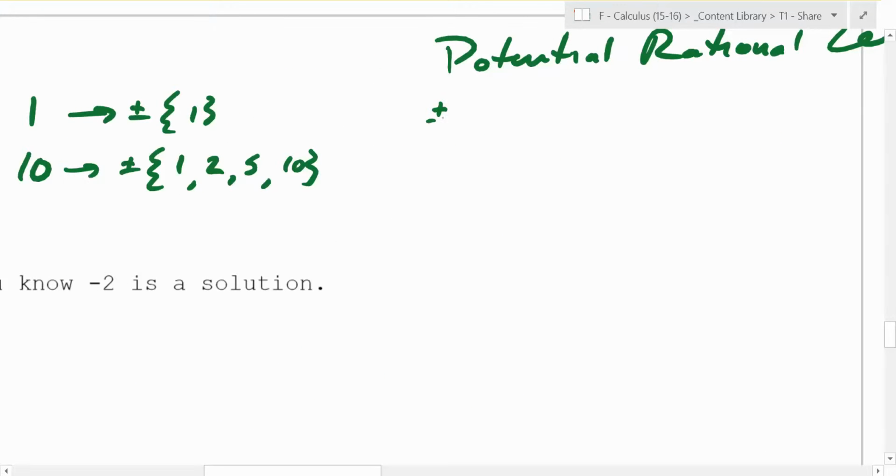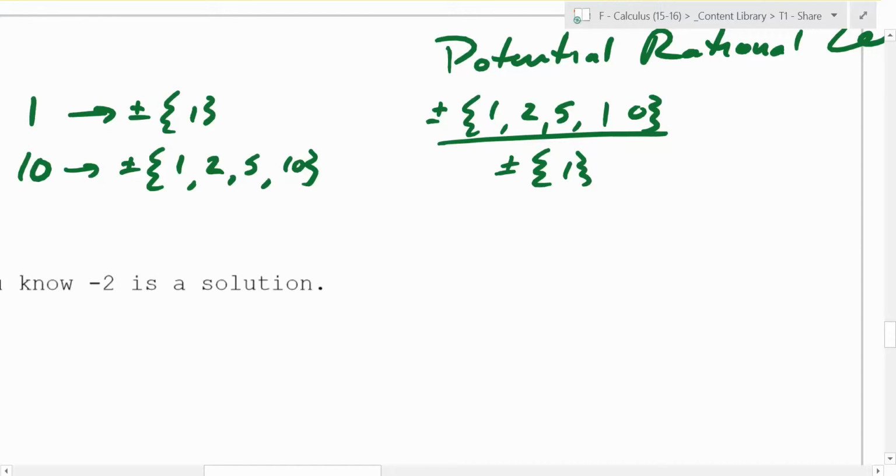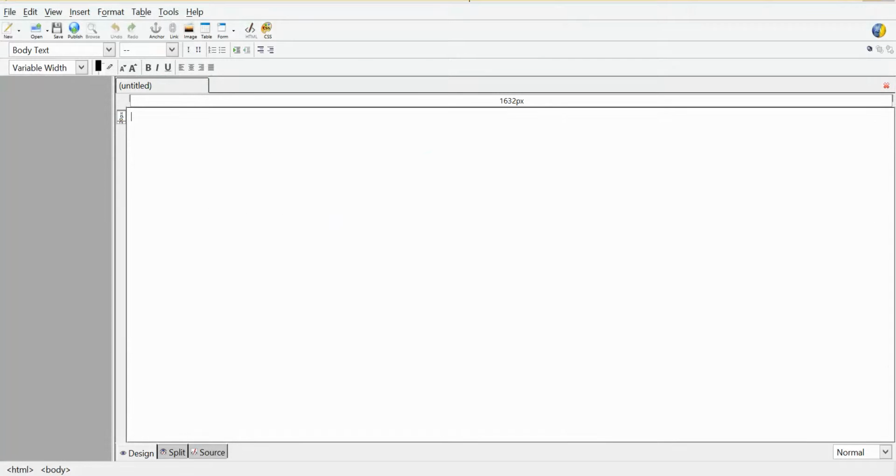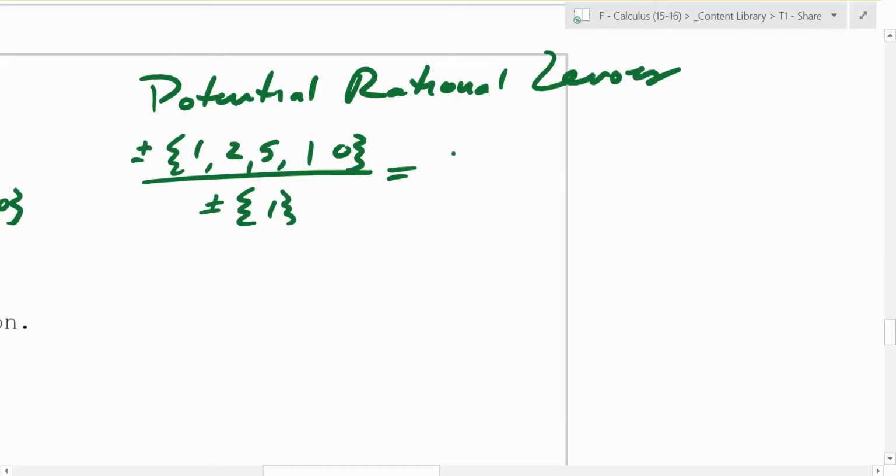All the factors of the constant over all the factors of the leading coefficient. Is this the nicest possible denominator? Why? All it does is make it positive or negative. That's it. It doesn't add anything in. So what is the list of potential rational zeros? Plus or minus 1, 2, 5, and 10.